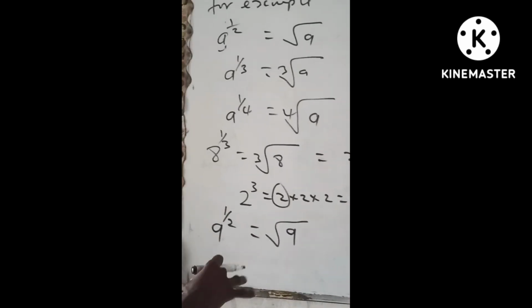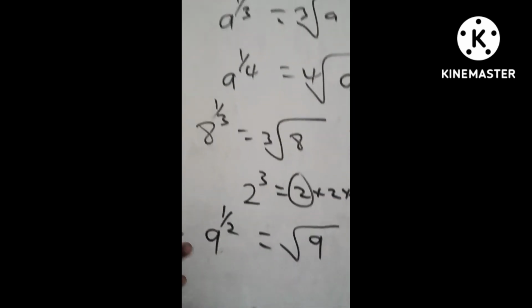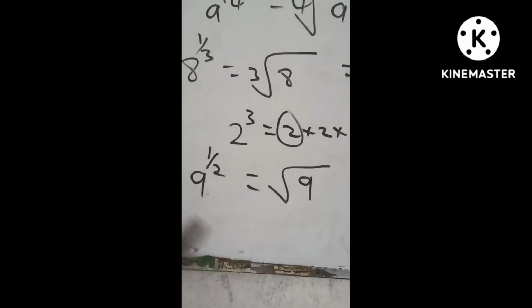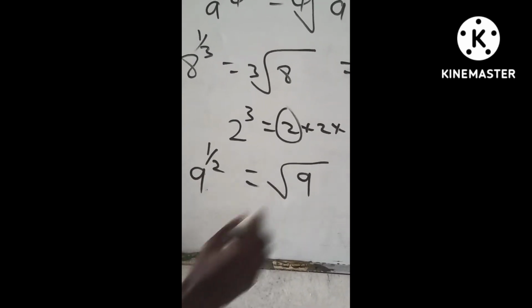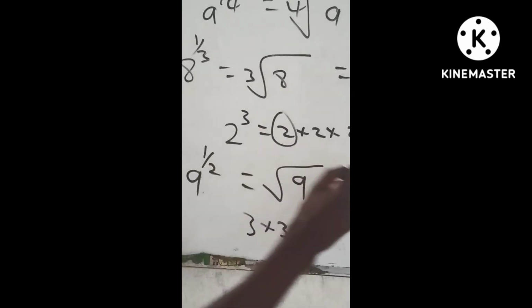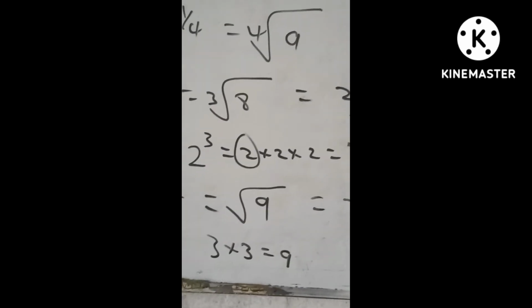Now what is that factor? Out of the possible factors of 9, which of those factors can multiply itself twice to give you 9? I think you agree with me that it's 3. Let's confirm. 3 times 3 is what? 9. So that means square root of 9 is what? 3. So that's all about the 6th law of indices.